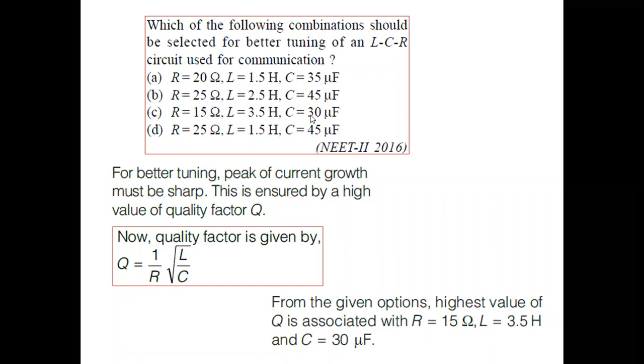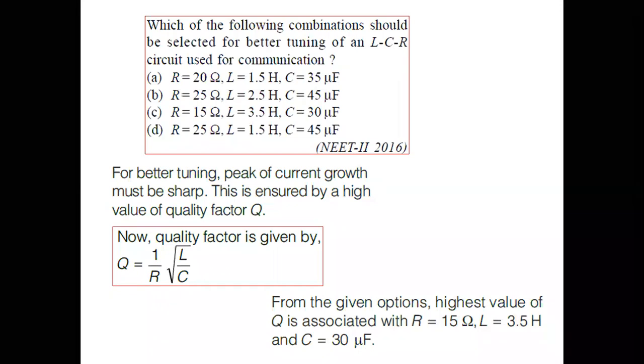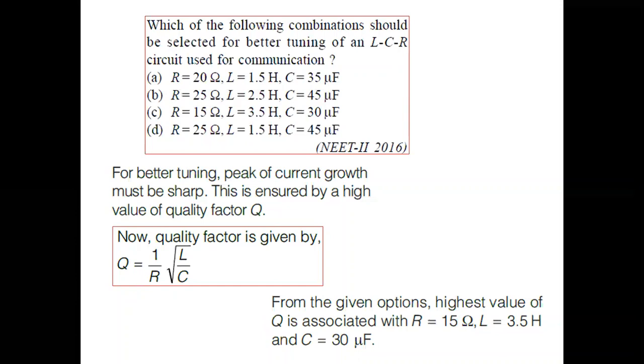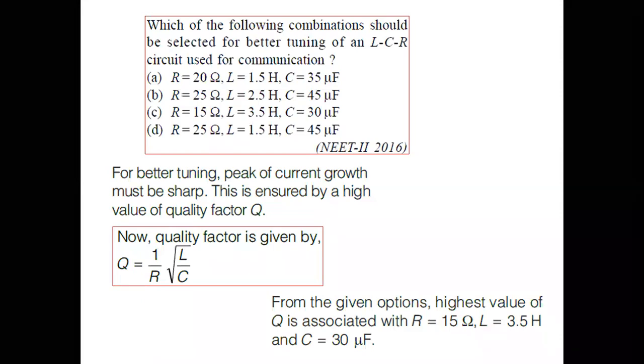Next, go for the combination 3.5 by 30. 3.5 by 30 gives you almost 1.2, roughly close to 1.2. Means 1.2 into 10 raised to minus 1, it becomes close to 0.12. Root of 0.12, you can make it as 12 into 10 raised to minus 1. Root of 12 is almost 3.5. 3.5 by 5 is 1 upon 0.5. So finally, quality factor is large for this combination, where resistance is too less.